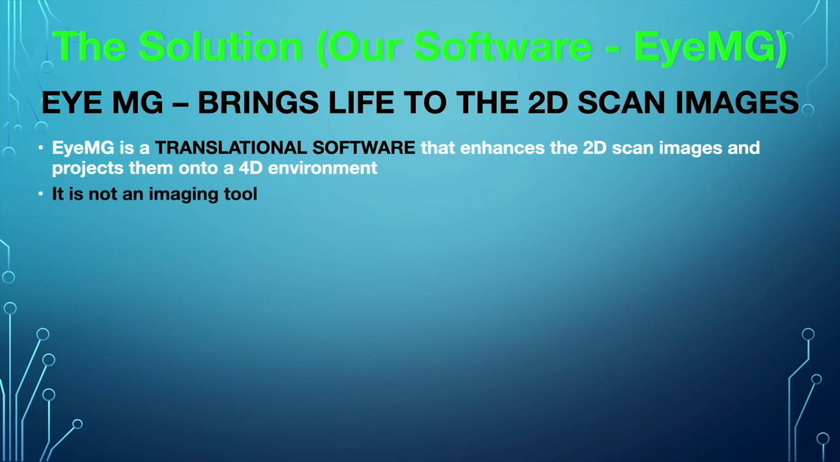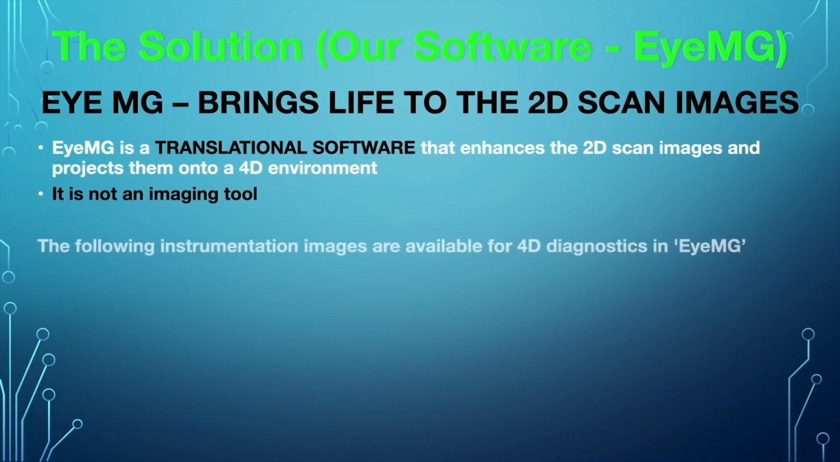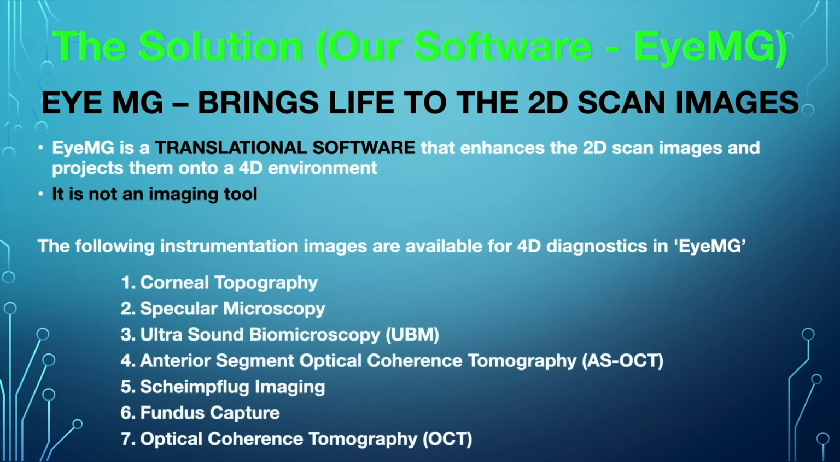Not only the posterior segment images can be translated, even the anterior segment images can also be translated into 4D, such as corneal topography, specular microscopy, ultrasound biomicroscopy, anterior segment OCT, and the Scheimpflug imaging system.